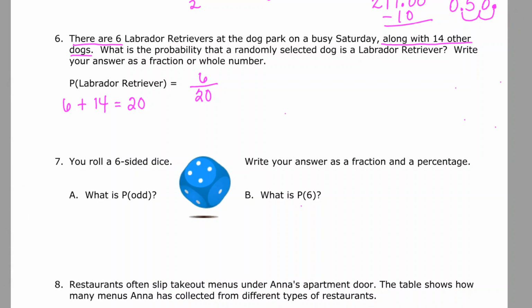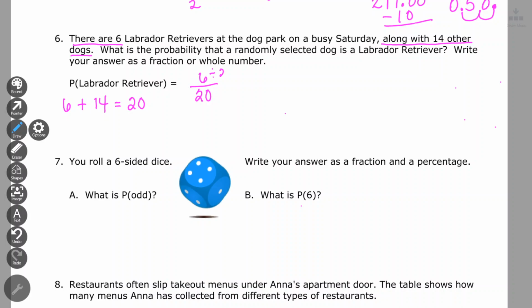Now we can reduce that. We can find the greatest common factor. The greatest common factor of these two is the number 2. So we're going to divide the top by 2 and the bottom by 2. 6 divided by 2 is 3, and 20 divided by 2 is 10. So 3 out of 10 dogs would be Labrador retrievers.